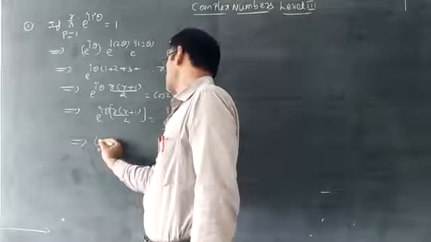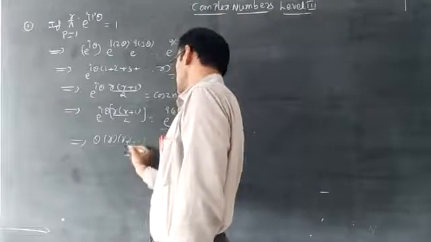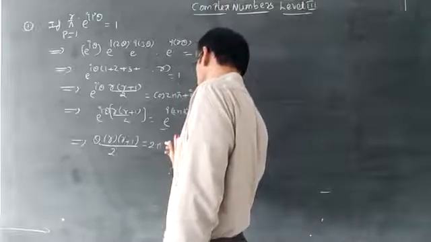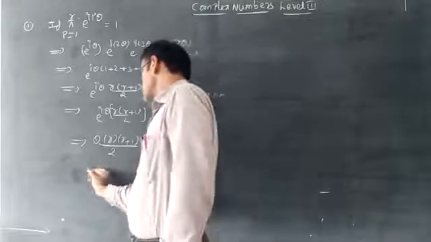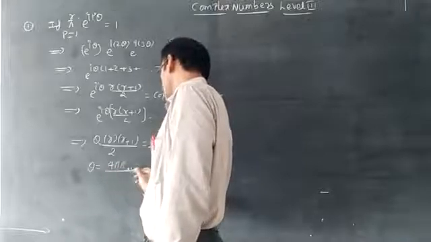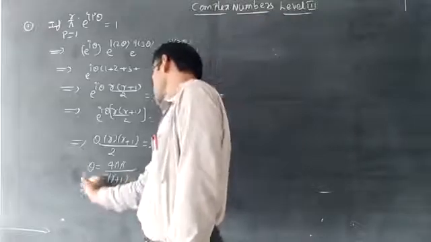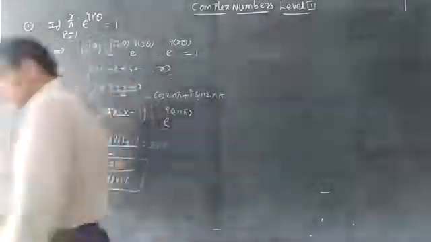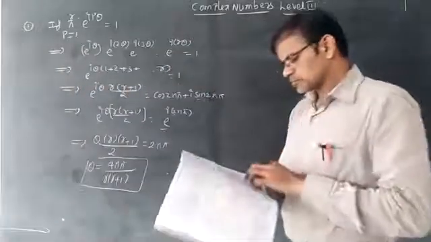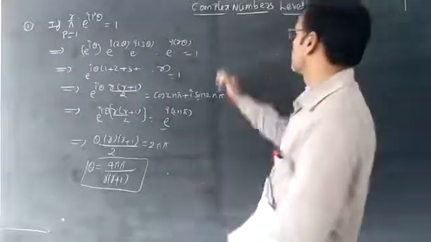So theta into r into r plus 1 by 2 is equal to 2n pi. We need the most general solution: theta is equal to 4n pi by r into r plus 1. This is the value of theta. Theta is equal to 4n pi by r into r plus 1. Fourth option. First question, fourth option.